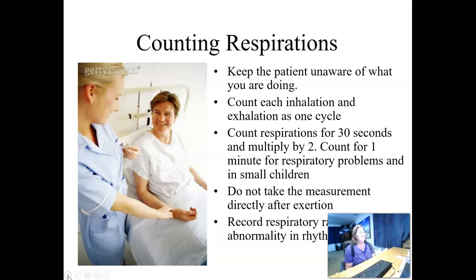You would not want to count respirations right after exertion. If I get up and start exercising, my breathing is going to get faster. So I don't want to count it as soon as the person gets back into bed. I want to give them time to settle down, so I'm getting a resting measurement.